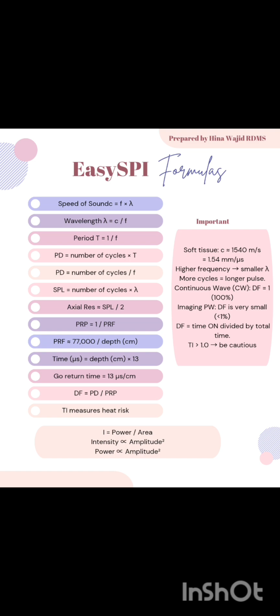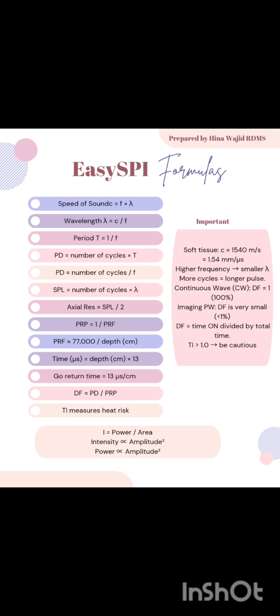Next, pulse duration. Pulse duration is actually the sound on time. That is, number of cycles multiply time period. And we know period and frequency inversely related. So we can write it as pulse duration is equal to number of cycles divided by frequency. Multiply by period. If we want to write frequency instead of period, that will be 1 by F. So number of cycles divided by F.